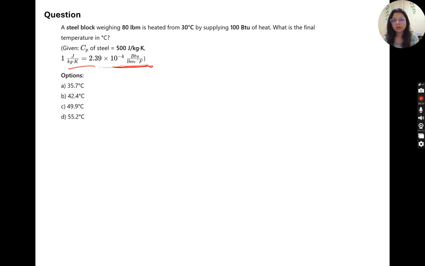So they are asking about the final temperature in degrees Celsius here in this case also. So it's a similar question, but the thing is that the values, 80 lbm and 100 BTU, which are given, are confusing us. But of course, we are also given the fact that 1 joule per kg per Kelvin is equal to this. So we can simply convert the units into one and solve the question.